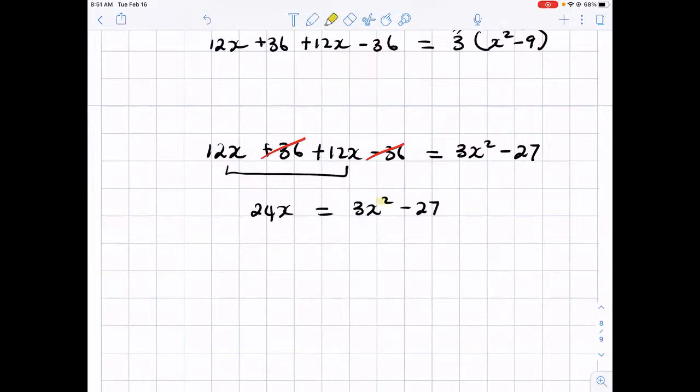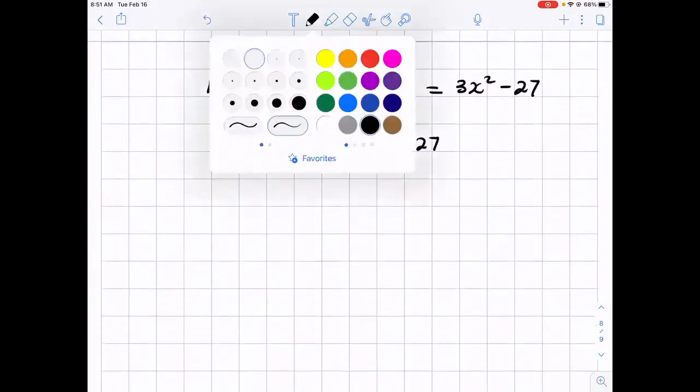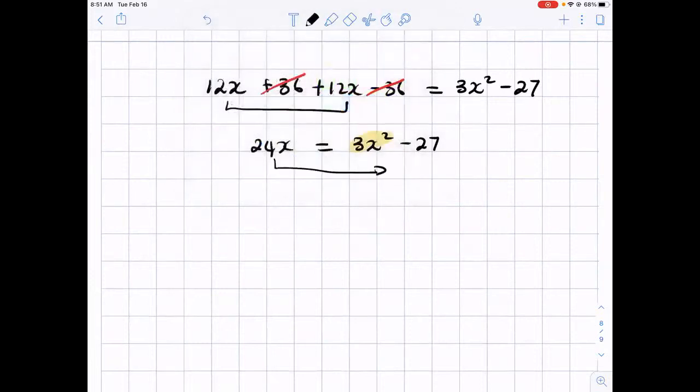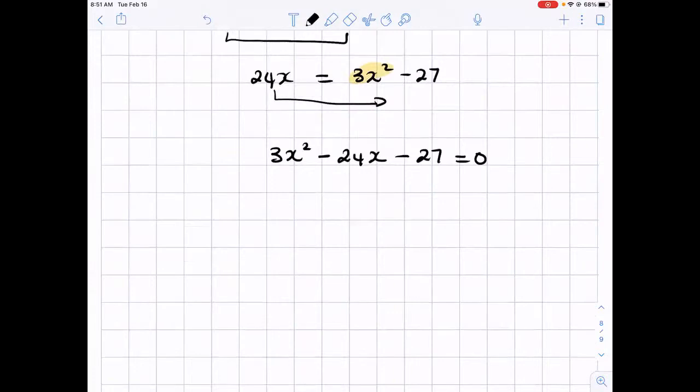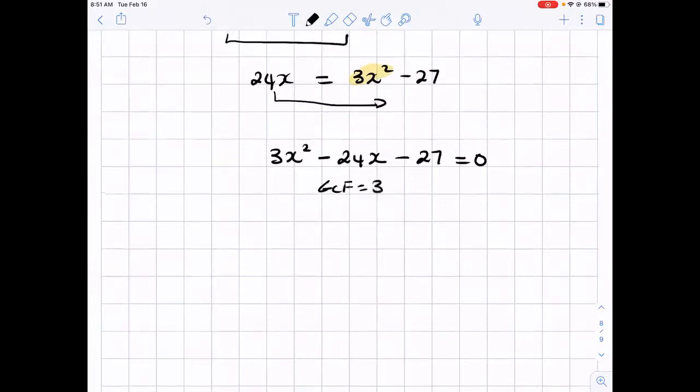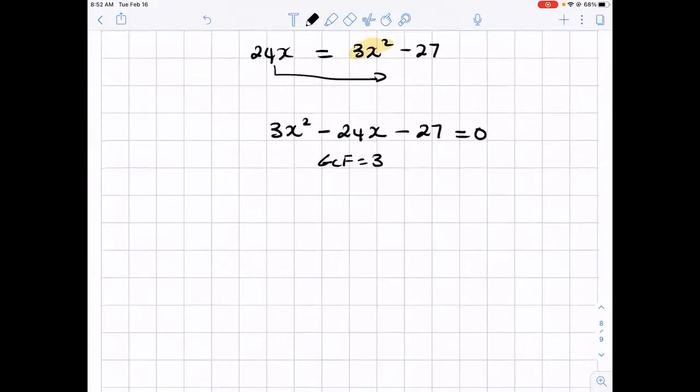Now notice that this is quadratic. So to solve this, we have to set it equal to 0. If we move this to that side, we get 3x squared minus 24x minus 27 is equal to 0. We can divide throughout. We have a GCF of 3. So this tells me that 3 times x squared minus 8x minus 9 is equal to 0.